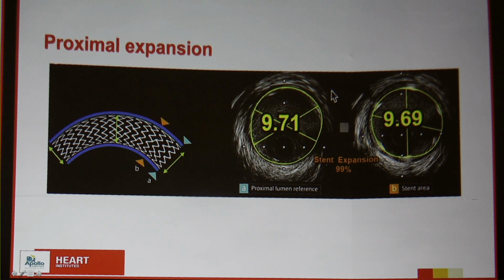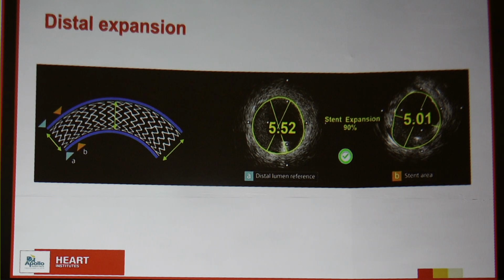Illustrative example: you see the proximal luminal reference is 9.71, and we have dilated to 9.69, so it is 99% expansion. So this is a good expansion. Anything you get more than 90%, we call it a good expansion. The same holds true for a distal expansion also. For example, it was 5.52 in the normal healthy segment, and here we have achieved 5.01, which is 90%, so this is ideally done.